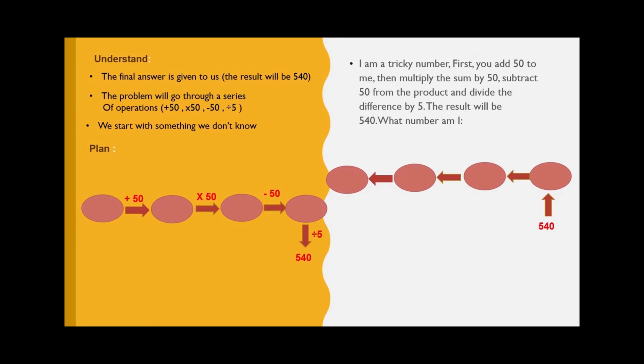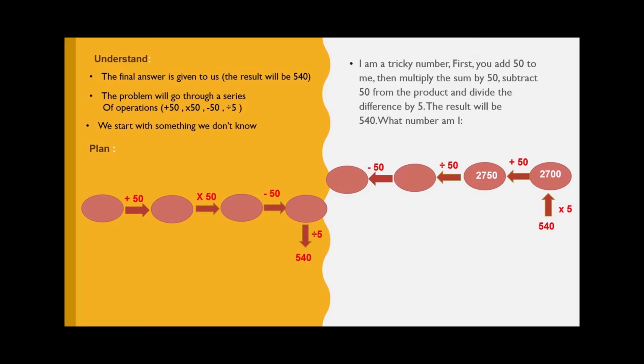So now we start changing the operations. 540 divided by 5, we change it to multiply by 5. 540 multiplied by 5 is equal to, can you tell me that? Yes, 2,700. 2,700 plus 50 is equal to 2,750.